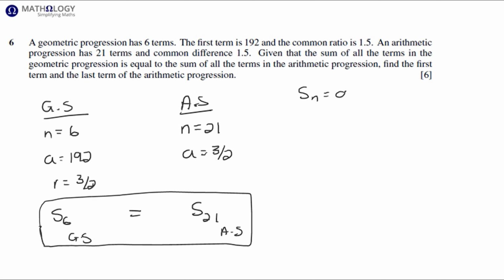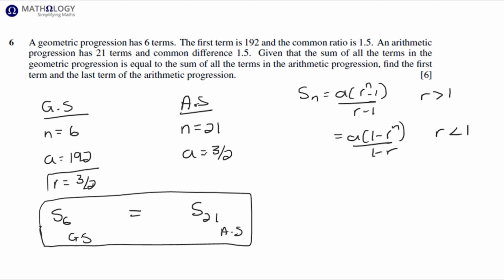The sum to n equals a times r to the n minus 1 over r minus 1 when r is greater than 1, and it equals a times 1 minus r to the n over 1 minus r when r is less than 1. Now, because r for the geometric progression is 1.5, that's obviously greater than 1, so we're going to be using this sum to n formula.